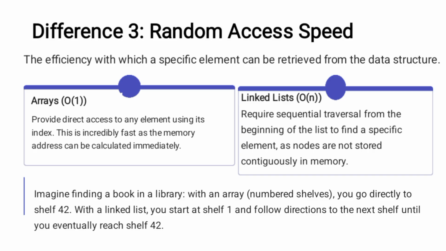Suppose when finding a book in a library, if the shelves are arranged as an array, then we can go directly to a particular shelf like shelf 42. If it is arranged in a linked list manner, then we have to start at shelf 1 and then follow the directions until the required shelf appears.